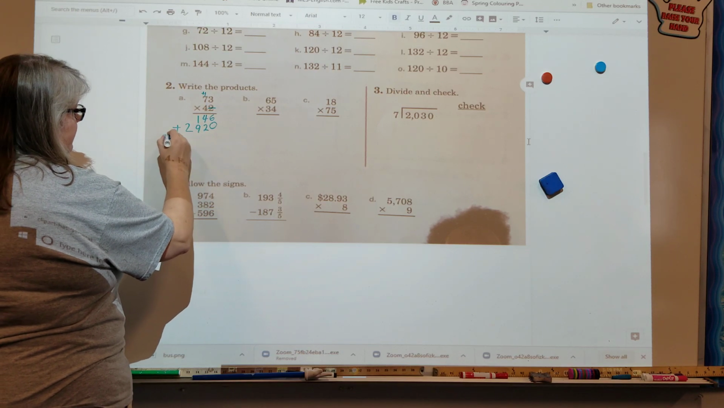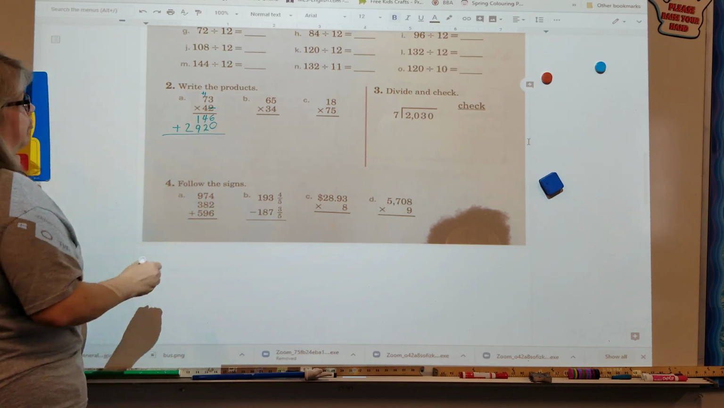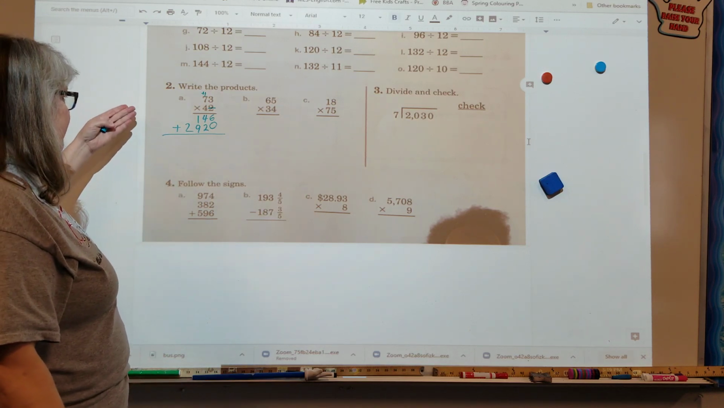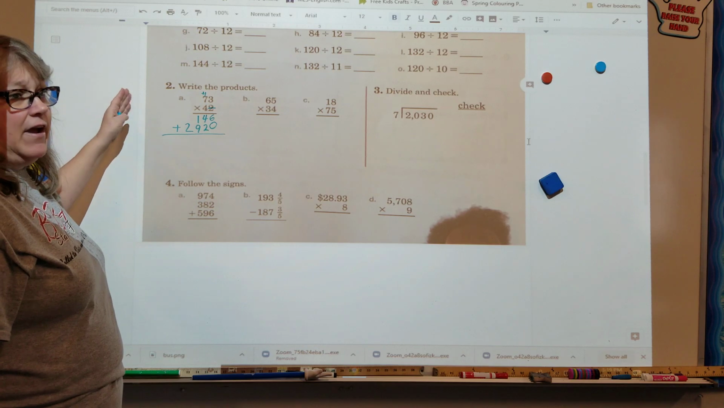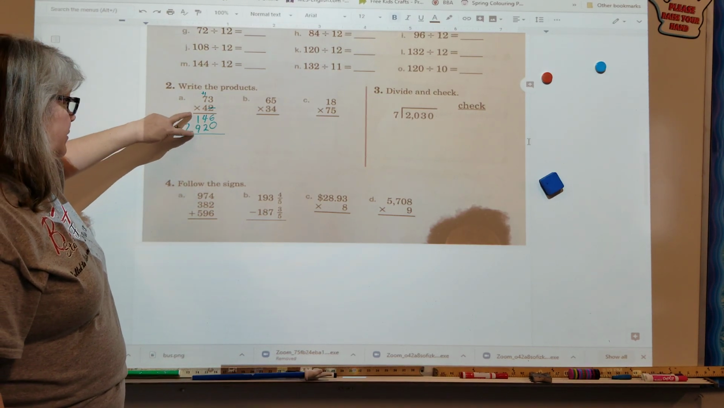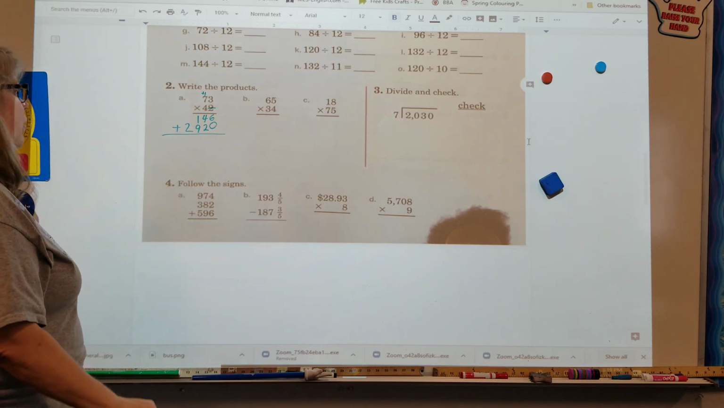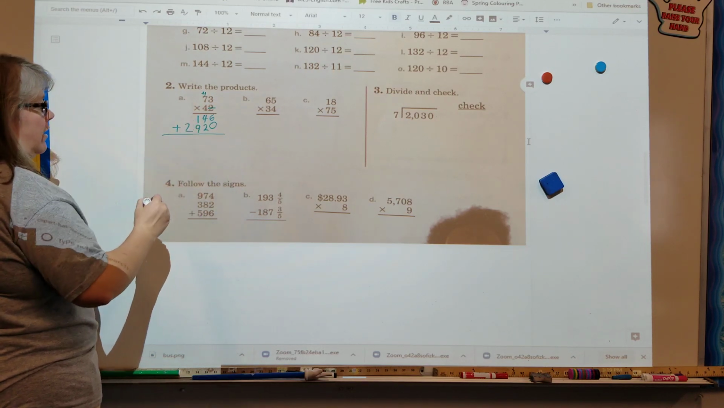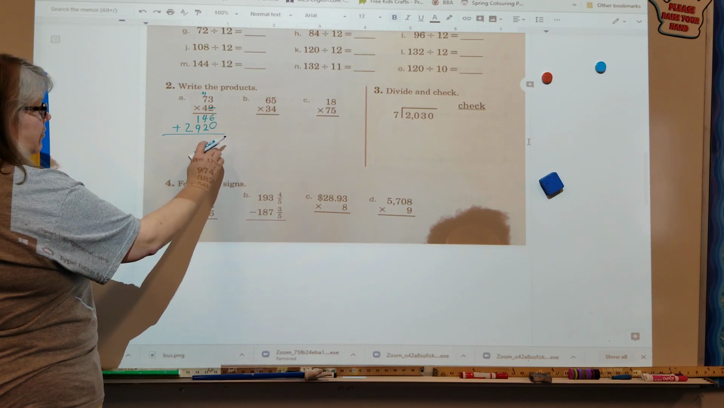Now you're going to add these. Remember, these are called partial products. If we're only multiplying like 5 times 4, that's factor, and then 20 would be the product. But since we have 2 different products, it's called partial product. So factor, partial product, and then when we add it together, we're going to get our product.